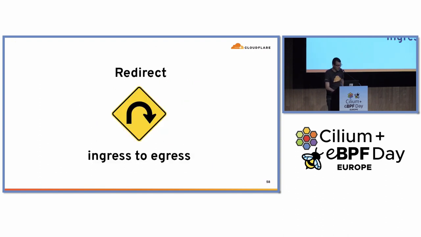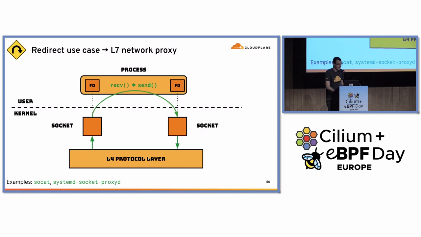Now, something completely different: a whole different family of redirect scenarios that relate ingress to egress. In what situation does that happen? This is useful in a situation where you have an L7 network proxy, so a proxy that simply reads from one socket and just pushes data, writes data out another socket, and it doesn't touch or modify the data that it pushes from one socket to another. Examples of such programs would be the socat utility or systemd-socket-proxyd.